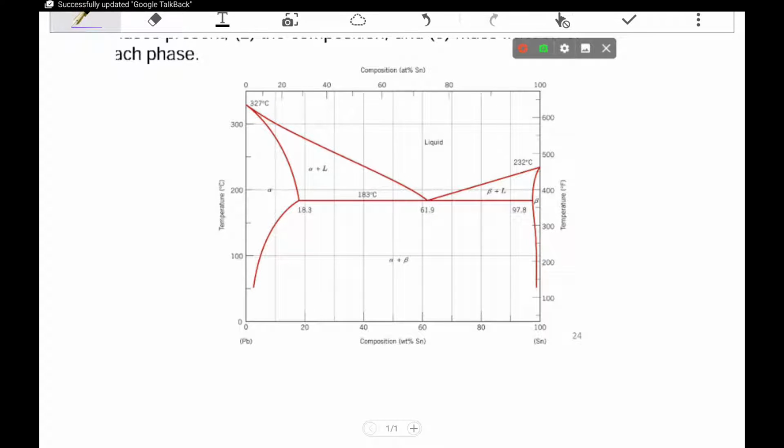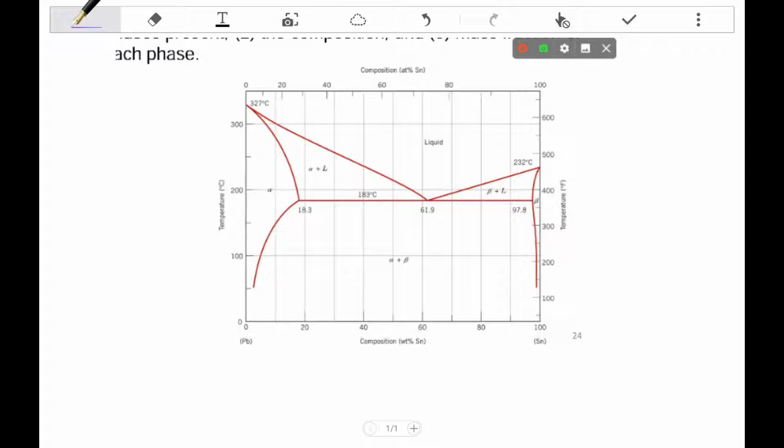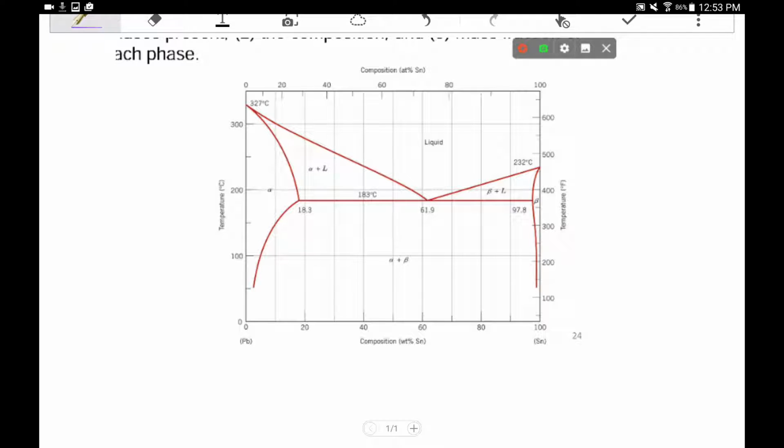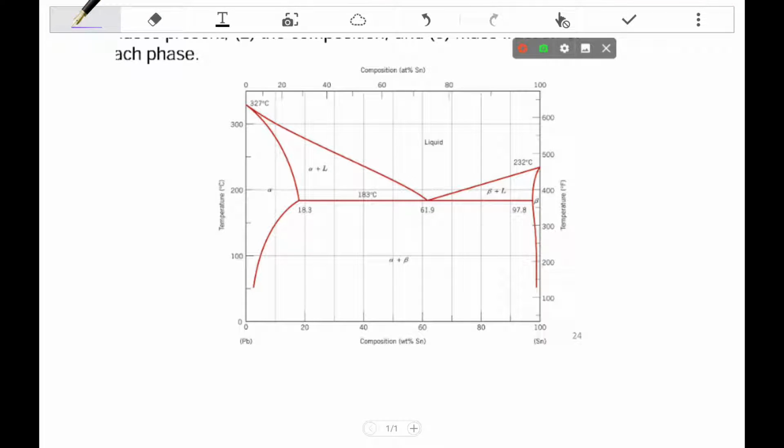Okay, so we're going to start the lecture today. We're going to do a problem here, really simple. We're going to use this graph. It's a composition graph of tin versus lead, the composition of tin and lead, basically a tin-lead alloy.